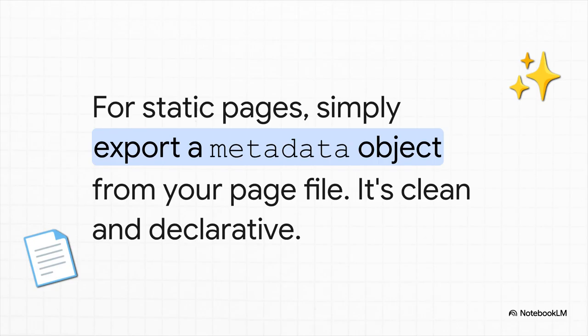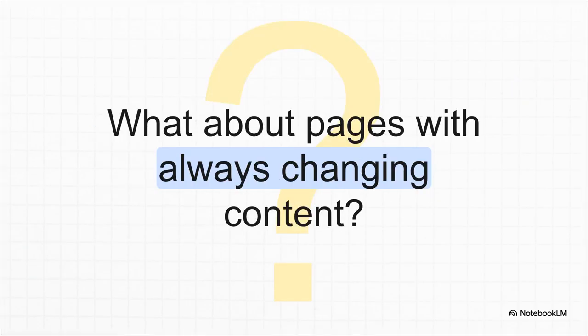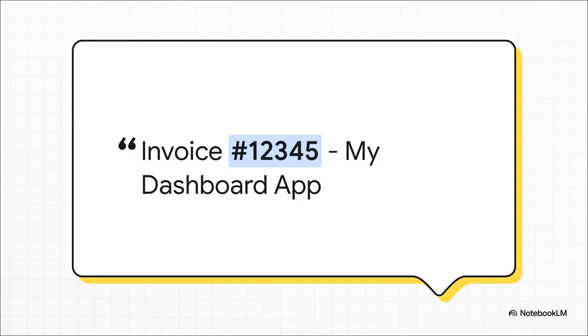It's fantastic. Okay, that's great for static pages, but what about the really dynamic parts of an app? A user's dashboard, or a specific product page, or a unique invoice. You can't just hard code that metadata because the content is different for every single one. So, how do you handle that? And the answer is the generateMetadata function. This right here is where the real magic happens.